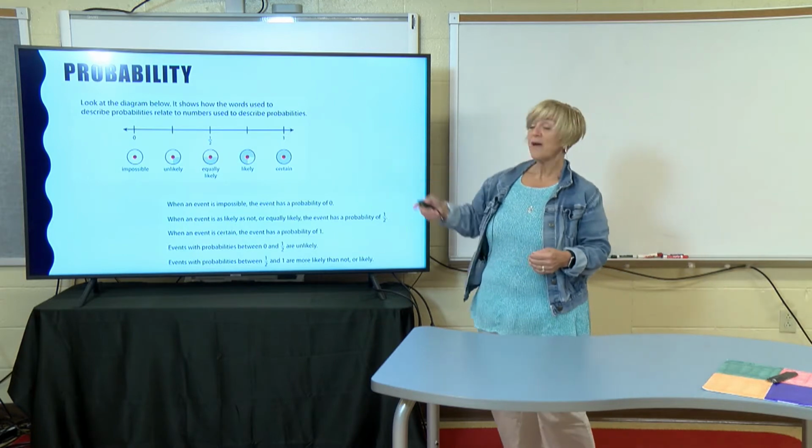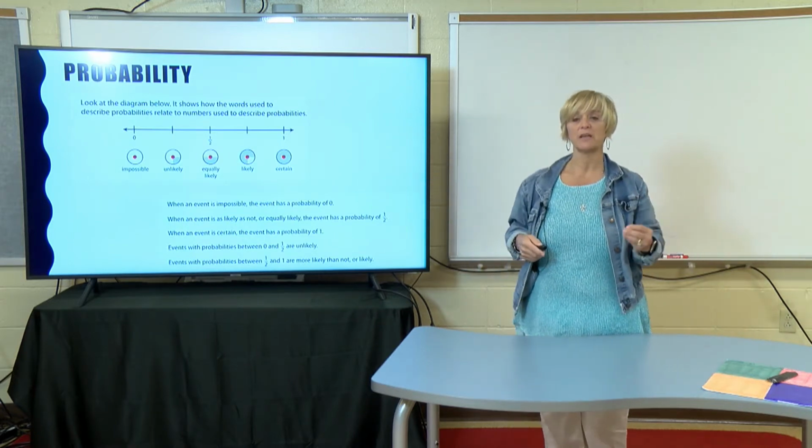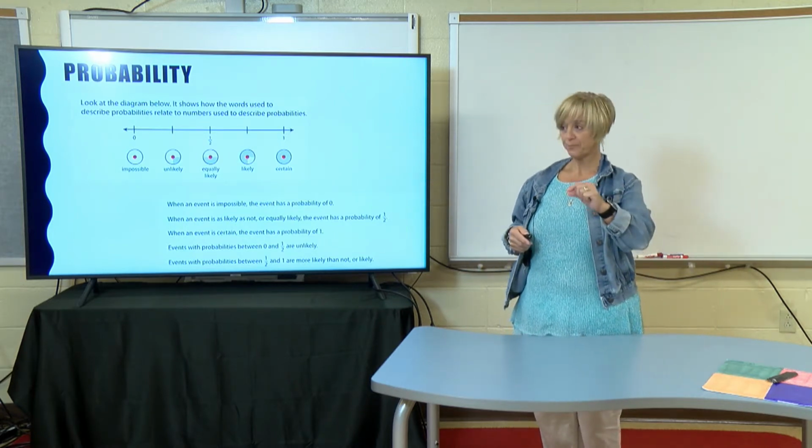When we looked at the spinners a minute ago, and I showed you that 1/4 of the spinner had B on it, and I asked you what would be the probability of spinning a B? Well, that would be 1/4, because it only covers 1/4 of the circle. That is an unlikely event, because the 3/4 of the circle is covered by another letter.